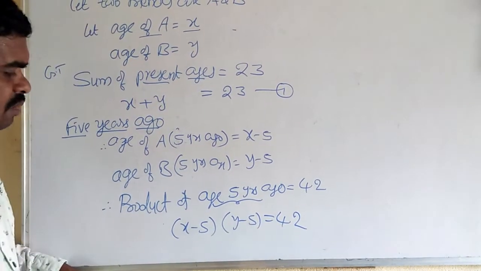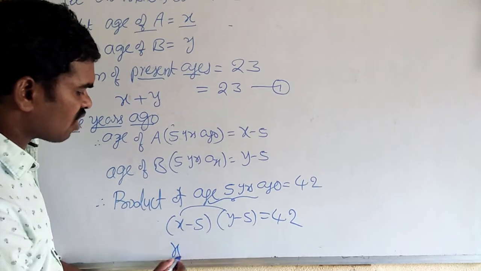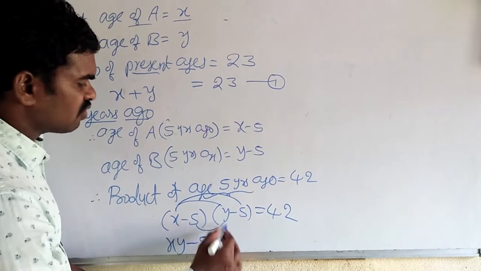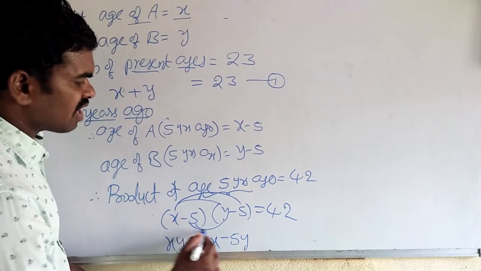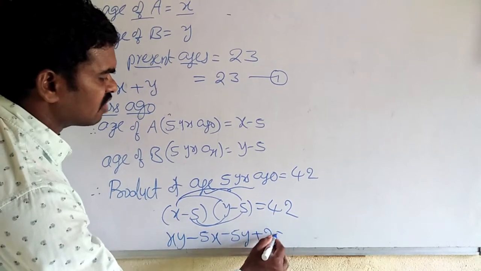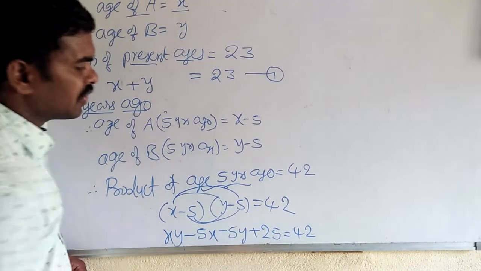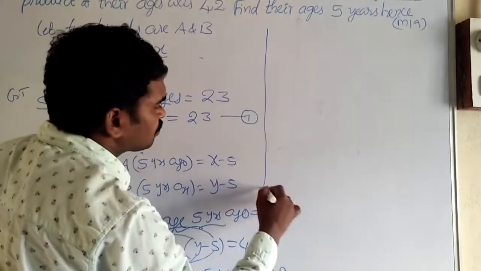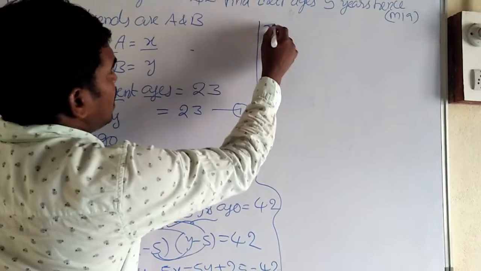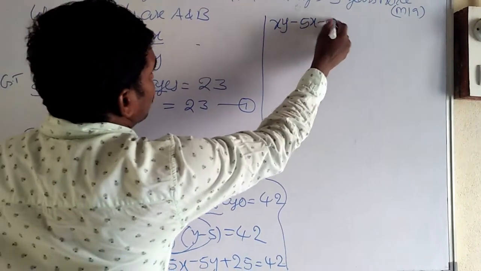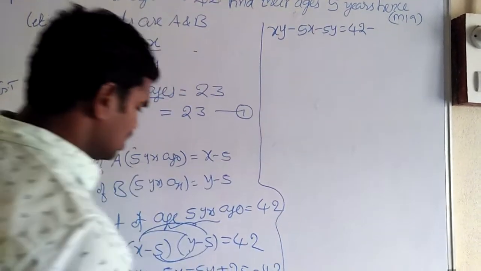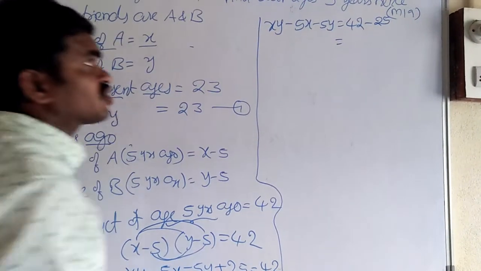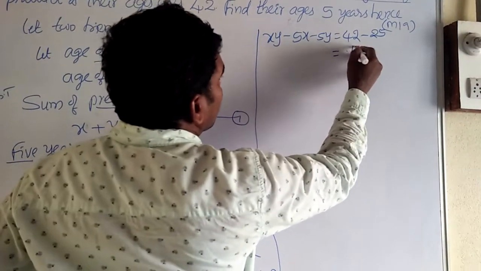Now I am simplifying this. x into y, xy; x into minus 5, minus 5x; minus 5 into y, minus 5y; minus 5 into minus 5, minus into minus is plus, 5 into 5, 25, is equal to 42. The next step, 25 I am sending to the right side. So xy minus 5x minus 5y is equal to 42 minus 25. What is 42 minus 25? 17.